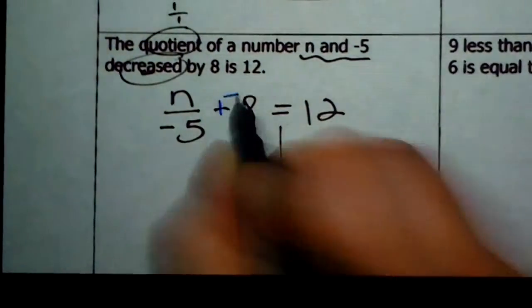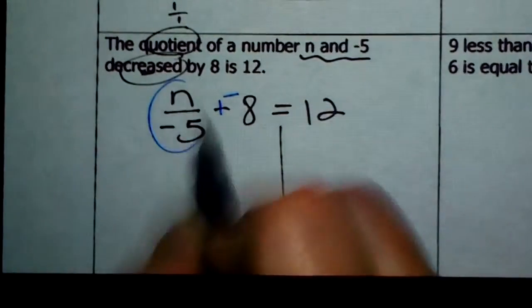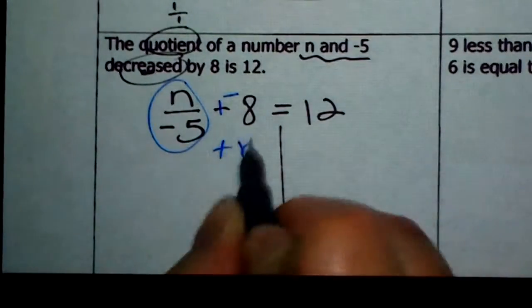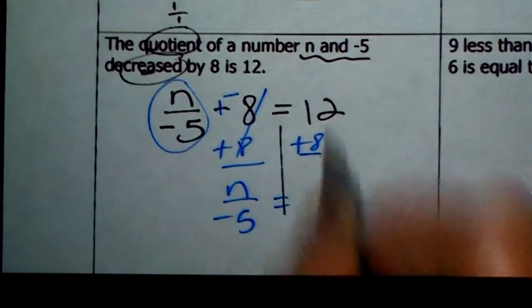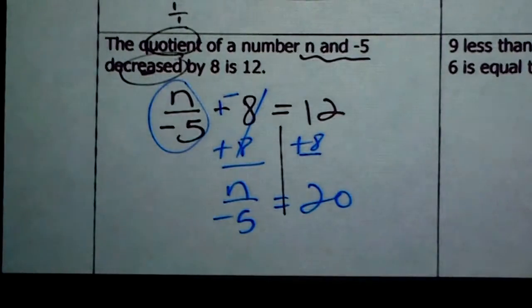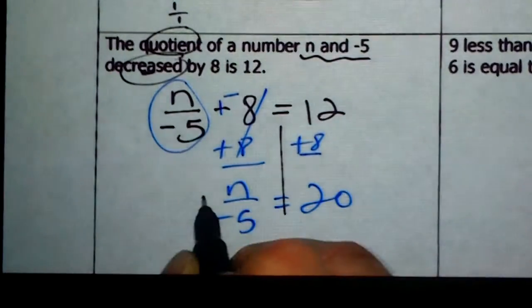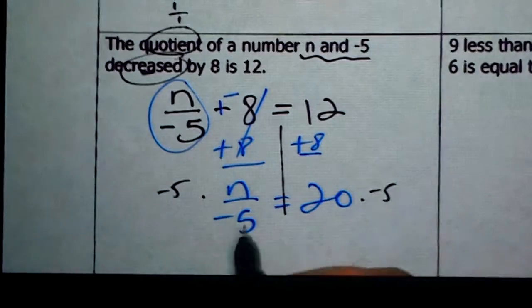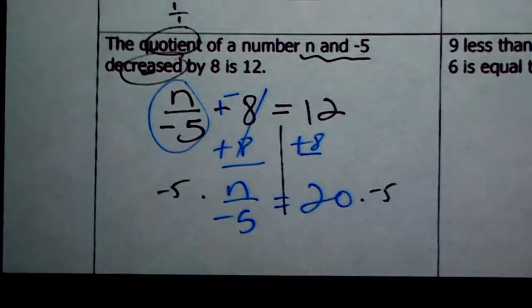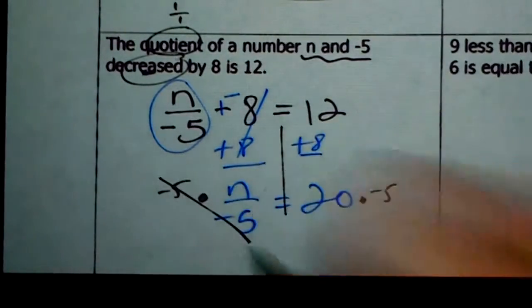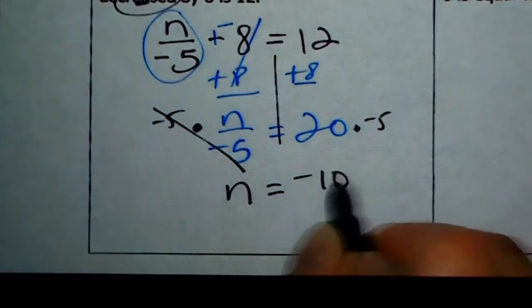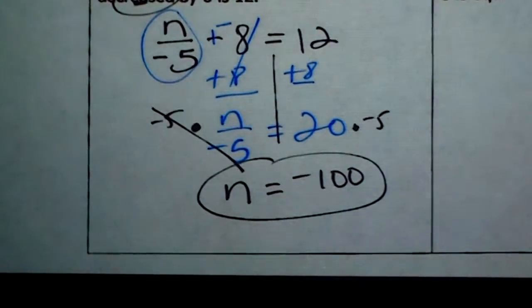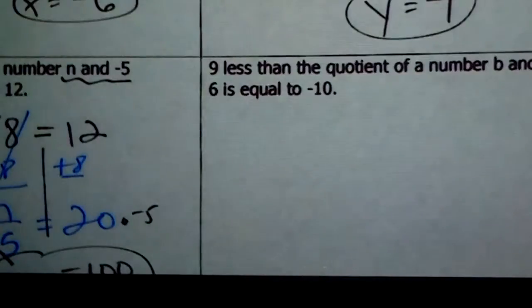Draw the line, change my sign. All right, so this is my variable term now. I'm going to get rid of negative 8 by adding a positive 8. N over negative 5 is left. 12 plus 8 is 20. To get rid of this negative 5, I need to multiply by negative 5 because that's how you undo division. This is a very tiny multiplication sign. I'll make it a little bigger. There we go. So those cancel. N is left. 20 times negative 5 is negative 100. So we have an equation. We have a solution.